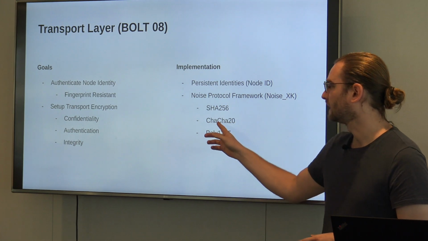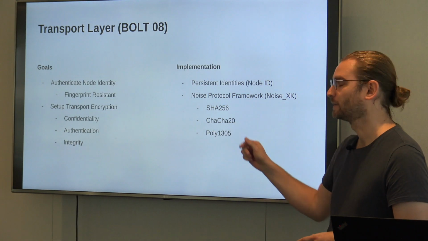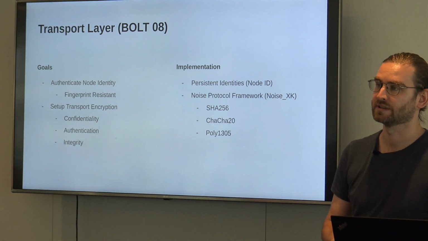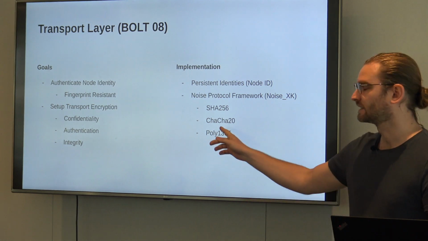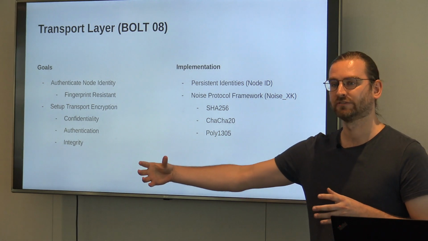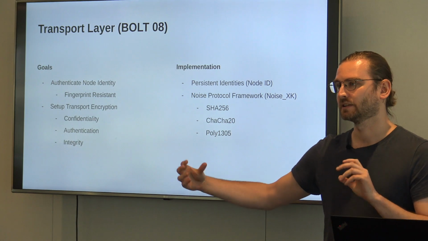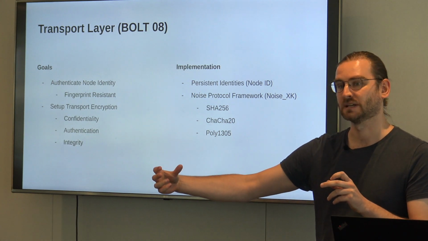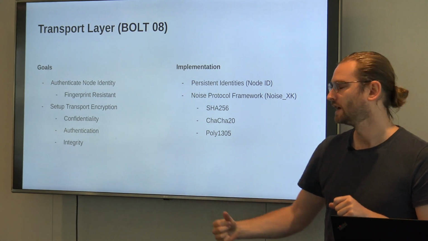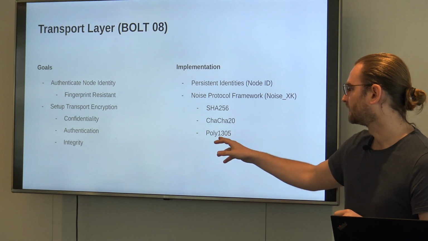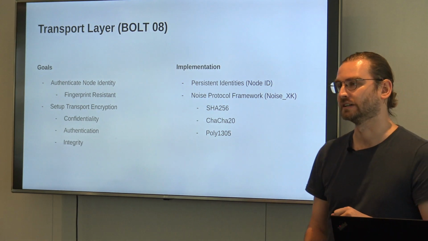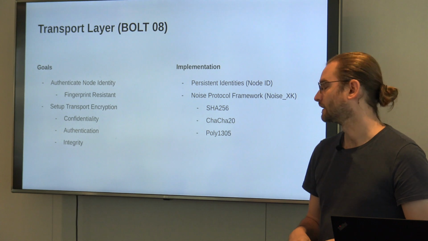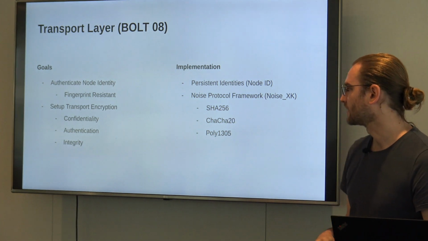hashing algorithm. We have the ChaCha20 algorithm for the encryption. This basically just creates a long stream of pseudo-random data that we can then XOR with the actual messages that we're transferring. And we have Poly1305 for the message authentication codes.